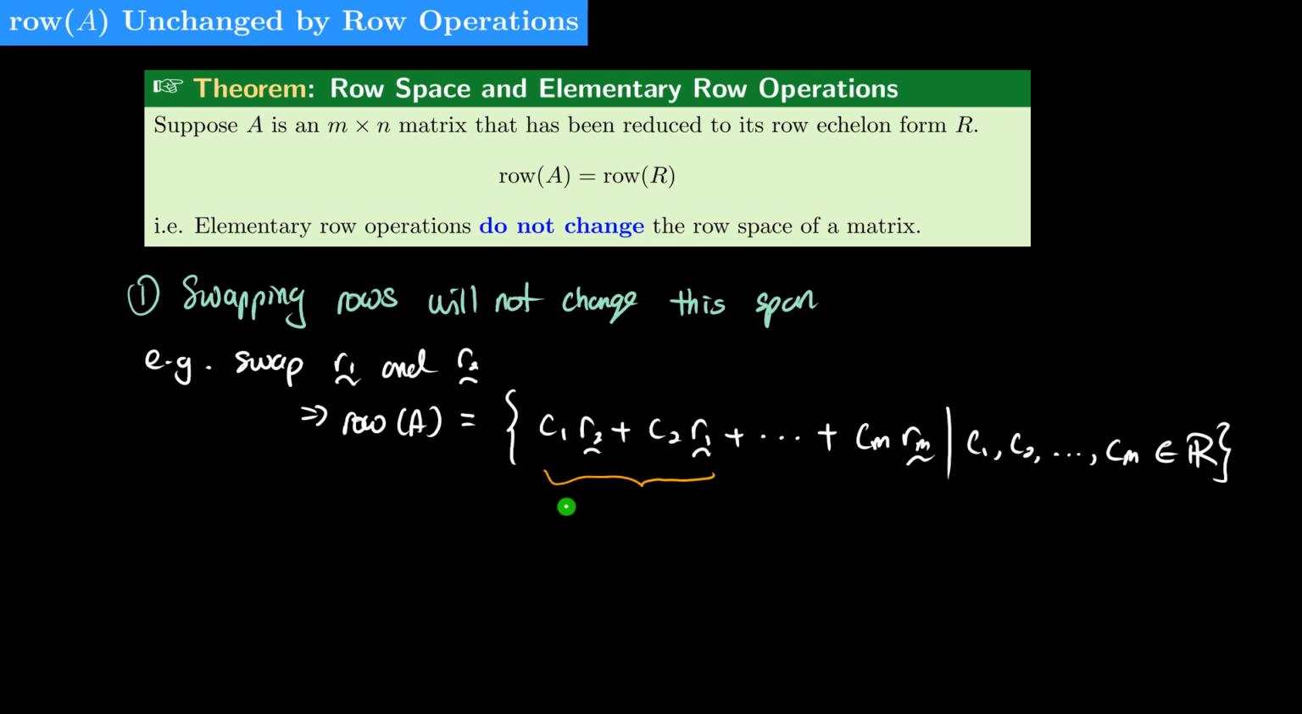Now you can see clearly that if you were to rearrange these two terms, this is actually equal to C2R1 plus C1R2. Now, whether the coefficient of row 1 is C1 or C2, they are still the set of all real numbers, which means that the span that you see here is the same span as the original row space of A. So therefore, swapping rows will not change the original span.